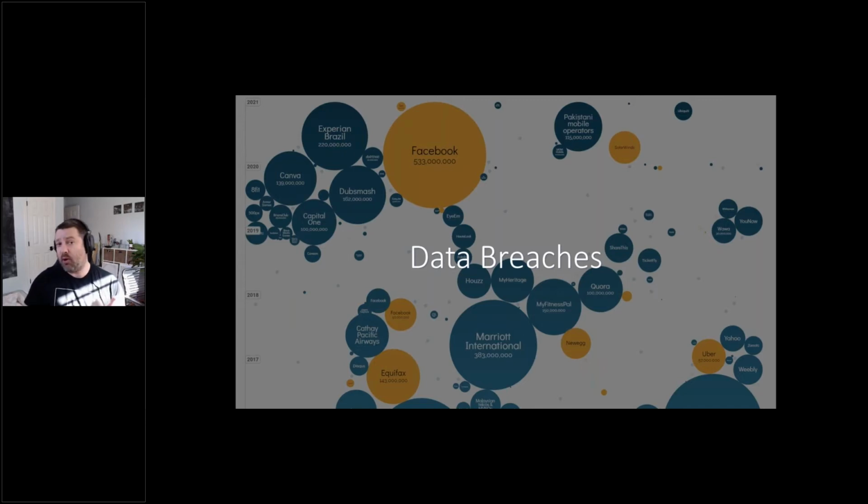So at this point, we have a huge cybersecurity skills gap. We have a lot of ransomware attacks. And as you can see by this piece of data here, we have a lot of data breaches. Now, Facebook recently lost 1.5 billion records. That is not reflected on here. And data breaches are occurring all the time.